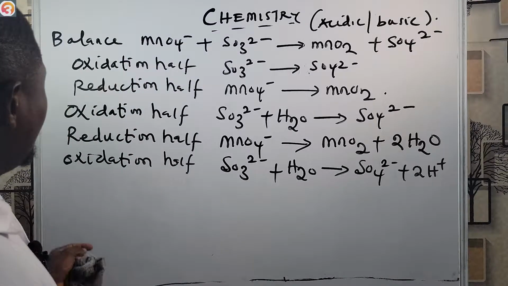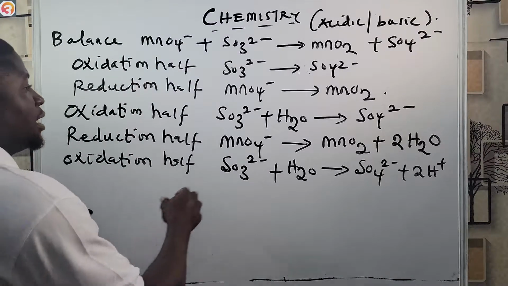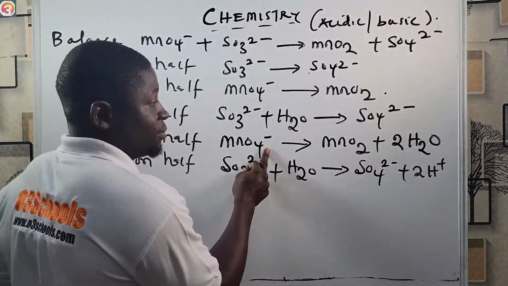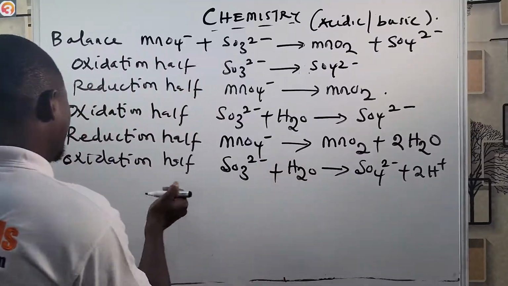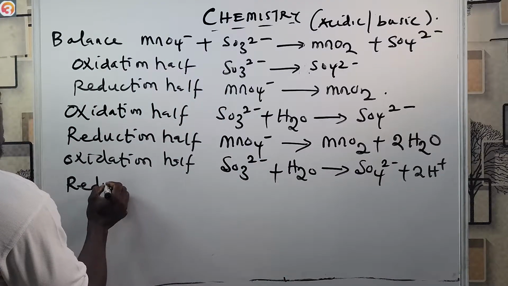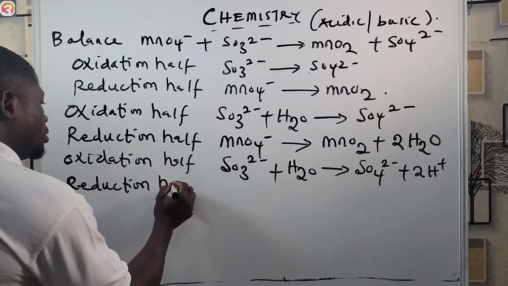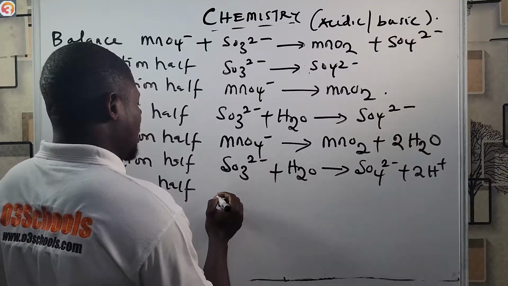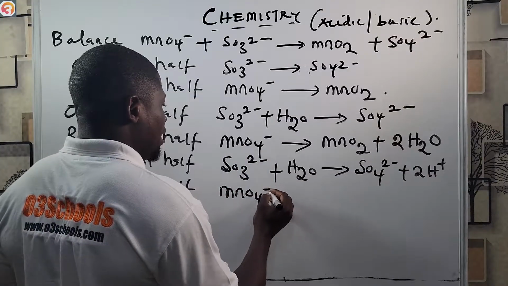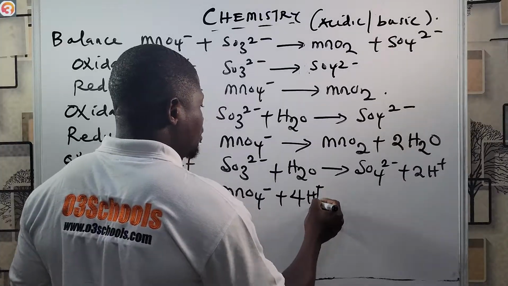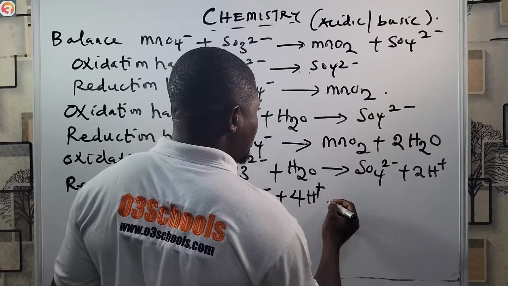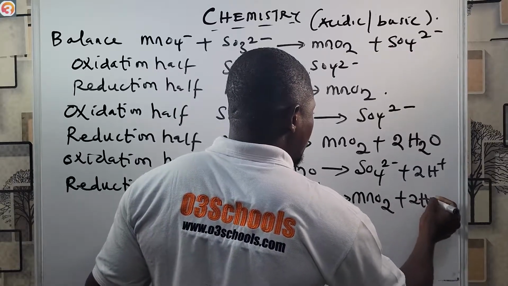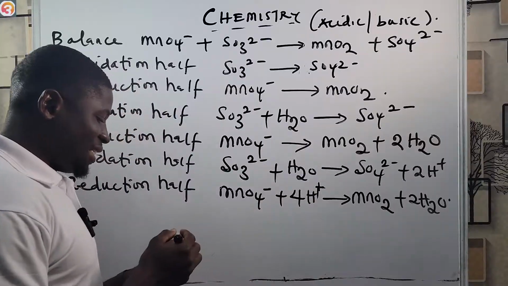All right. So now for the reduction half, here we have 4 atoms of hydrogen. Here we don't have any, as you can see. So we need to balance by adding 4 here. So for the reduction half, what you do now is add 4 hydrogen ions here. I have MnO4- plus 4 hydrogen ions. Then this will now give us MnO2 plus 2H2O.